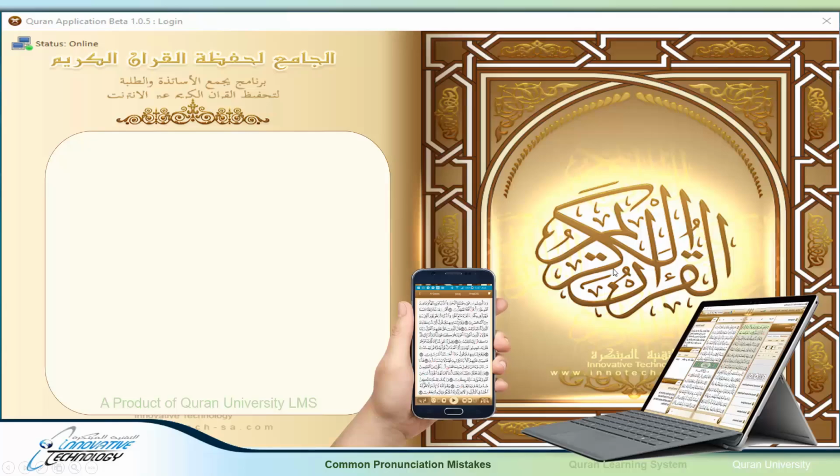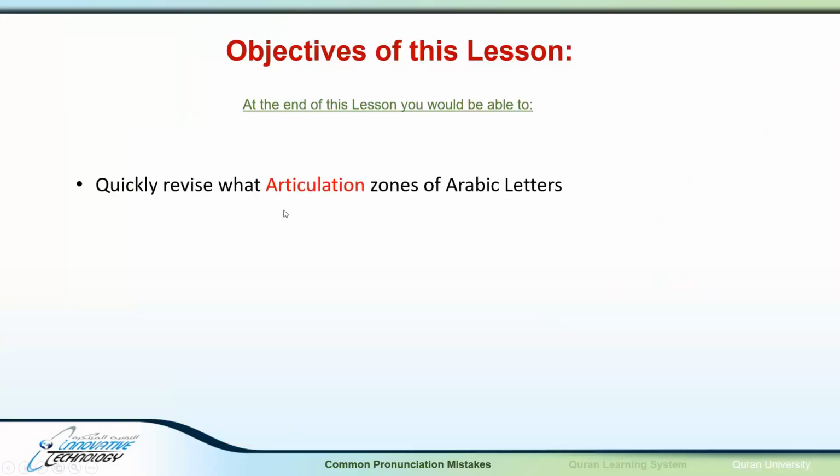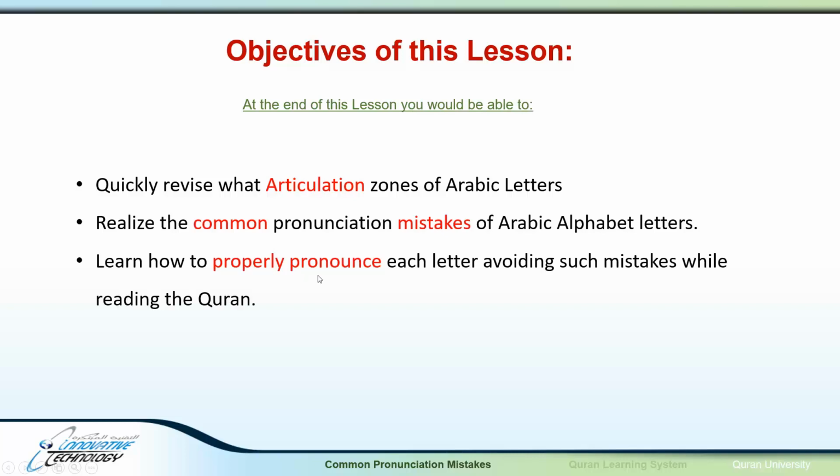So, let's start, Bismillah ar-Rahman ar-Rahim, with our topic for this lesson, which is common pronunciation mistakes. Our objectives for this lesson are to quickly revise with you the articulation zones of Arabic letters that you have learned in the previous lesson, to realize the common pronunciation mistakes of Arabic alphabet letters, and to learn how to properly pronounce each letter, avoiding such mistakes while reading the Quran.